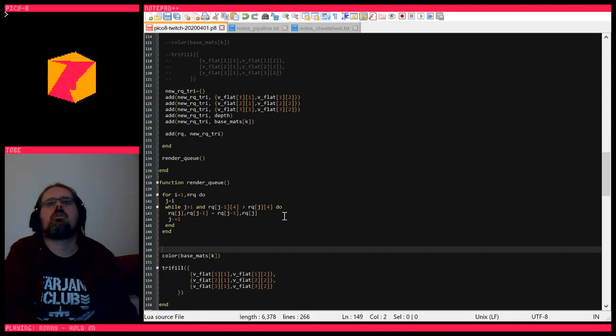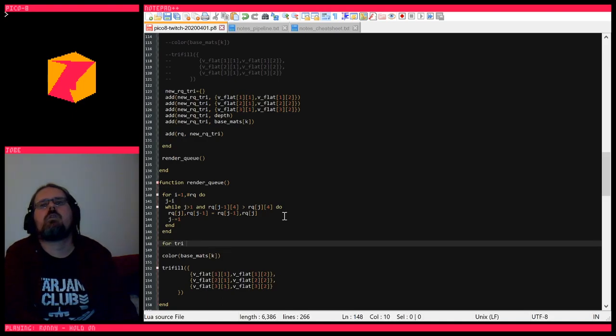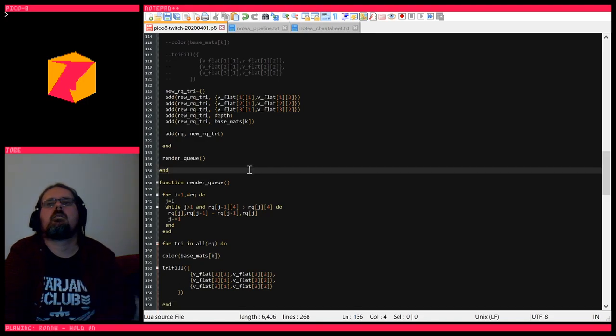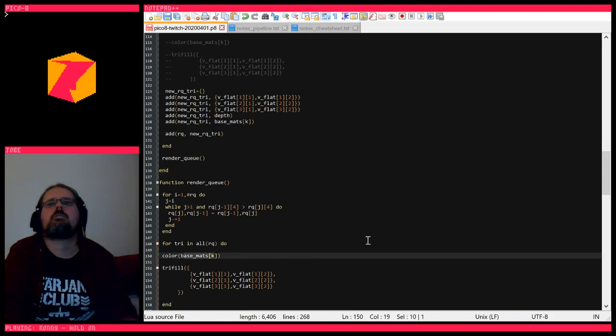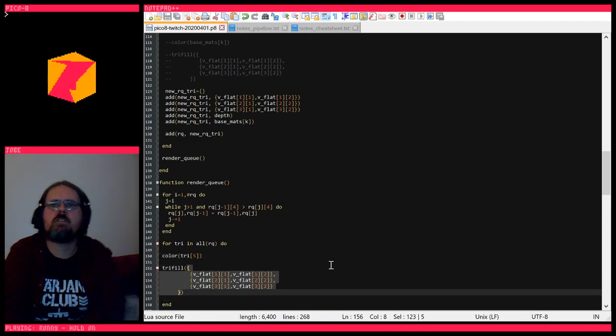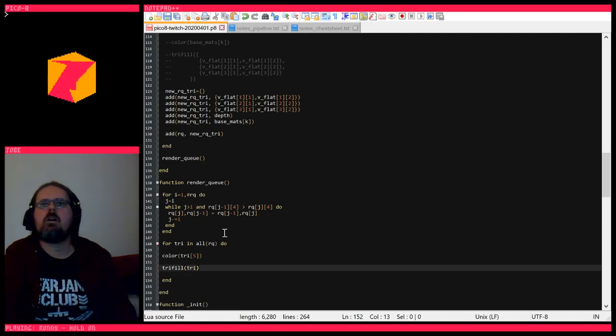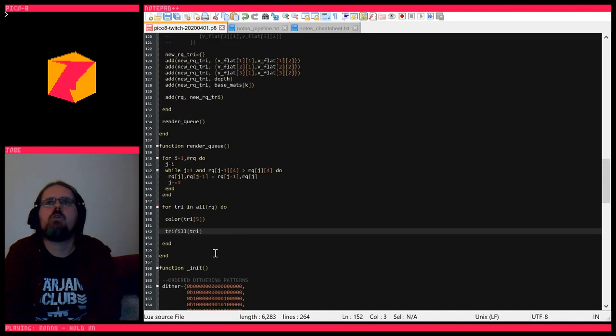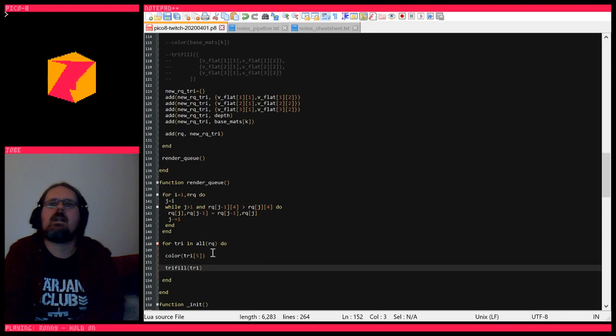So for try in all of render queue do, the color is going to be value 5, and now this try fill thing here can be a bit simplified. We can just add the whole triangle array here, because our triangle filling function is only going to be using the first 3 values of it anyway. Let's see if that worked.